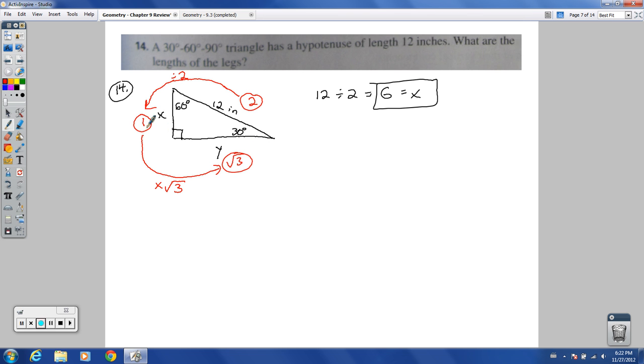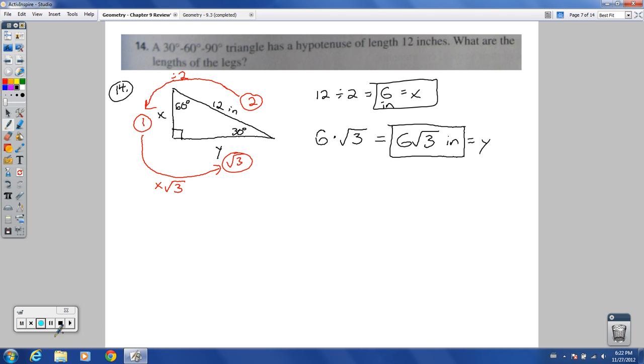And so once you know this one, piece of cake, upside down, inside out, backwards, etc. This was 6, and so we have 6 times radical 3, which is the same thing as saying 6 radical 3 without the multiplication in between there. And this is in inches, so I should put inches right there, and I should put inches right here. That equals my Y value. So the longer leg is 6 radical 3, and the shorter leg is 6.